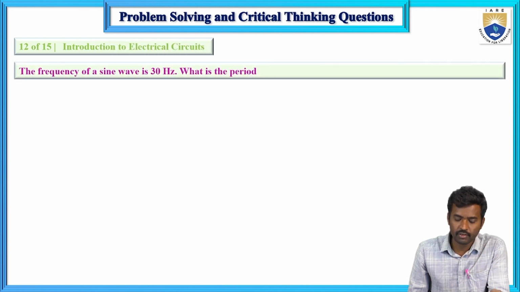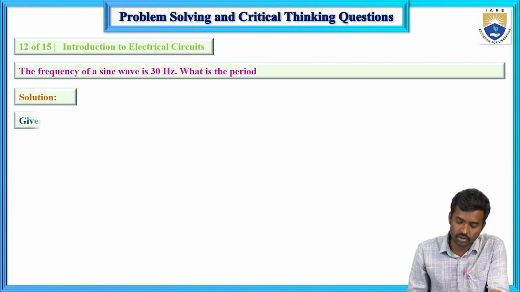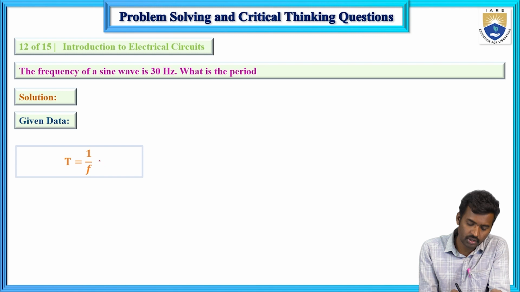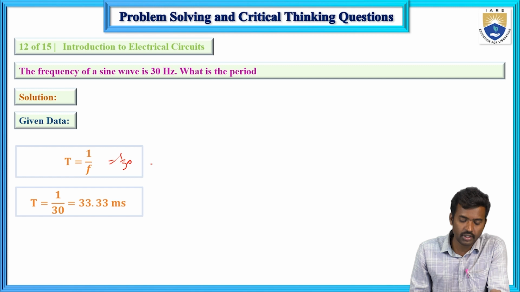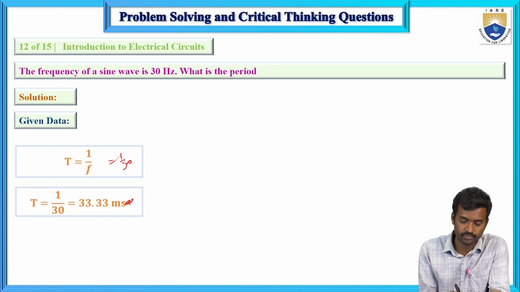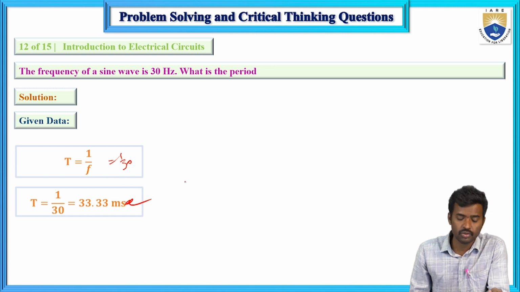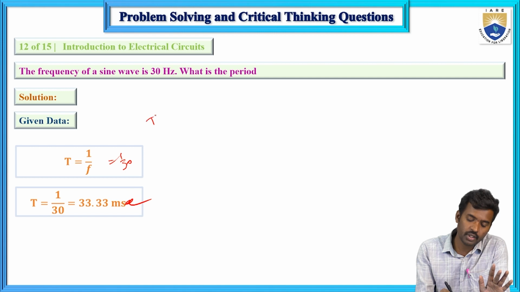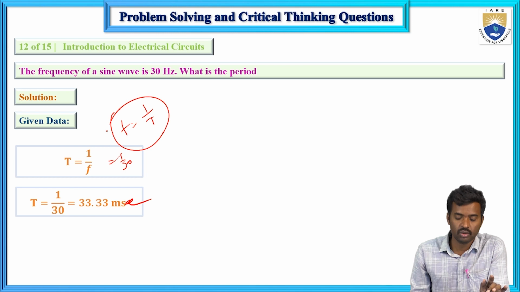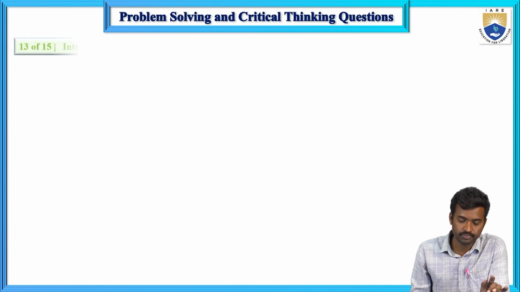12th question. The frequency of a sine wave is 30 Hz and what is the time period? Same, reciprocal of frequency equals time period. This one, 1 by 30, that value equals 33.33 milliseconds. So just a simple formula. The reciprocal of frequency is known as time period, or the reciprocal of time period equals frequency.